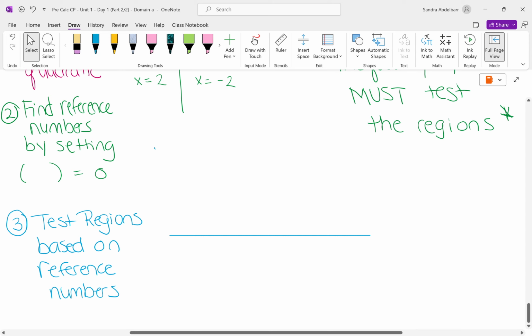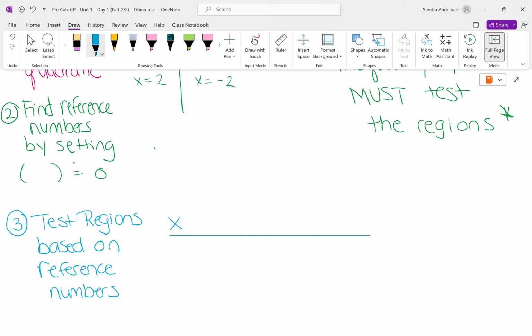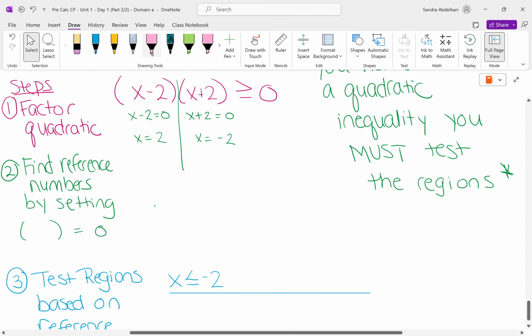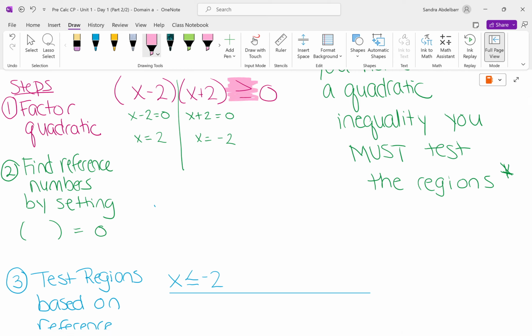And I want to know what's my smallest reference number. 2 or -2? Which one's smaller? -2. So what you're going to do is test x is less than or equal to -2. And you decide if you put the equal to sign based on what's in the initial part of this. So if this were just x minus 2, x plus 2 is greater than 0, then we would just do x is less than -2. So whether you put that line underneath all depends on the original problem. If it has the line, then you keep the line. All right, so that's our first region that we test.